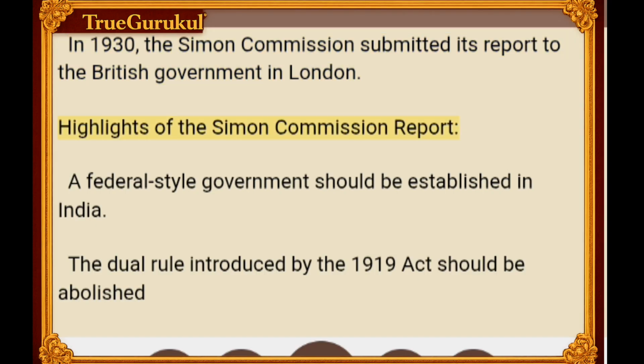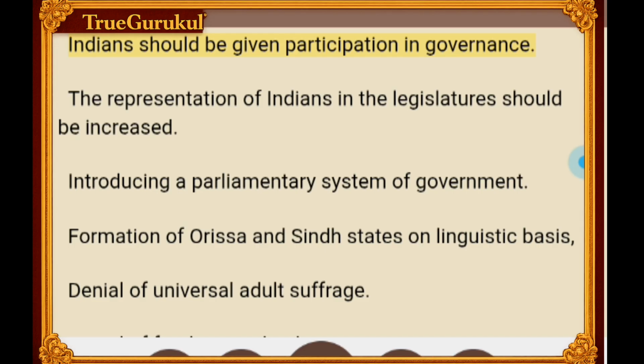Highlights of the Simon Commission report. A federal-style government should be established in India. The dual rule introduced by the 1919 Act should be abolished. Indians should be given participation in governance. The representation of Indians in the legislatures should be increased. Introducing a parliamentary system of government.